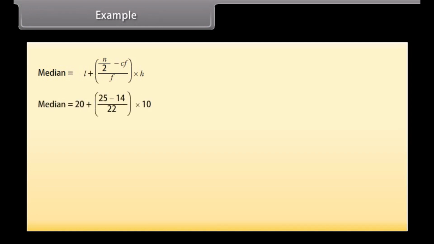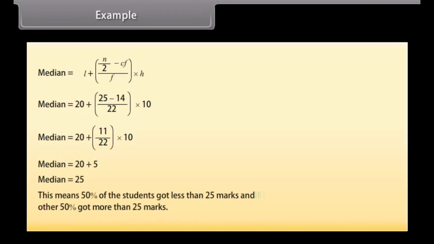Median equals 20 plus 25 minus 14 by 22 into 10. 20 plus 11 by 22 into 10. Median is equal to 20 plus 5, which equals 25. This means 50% of the students got less than 25 marks and the other 50% got more than 25 marks.